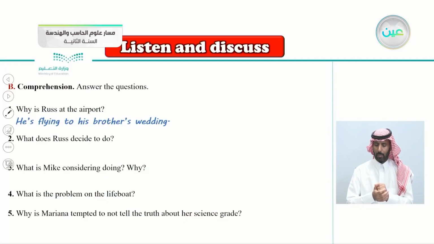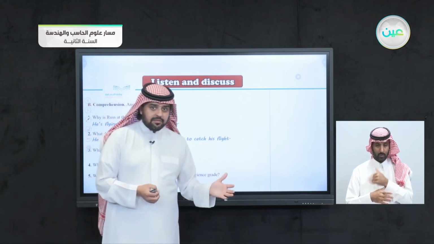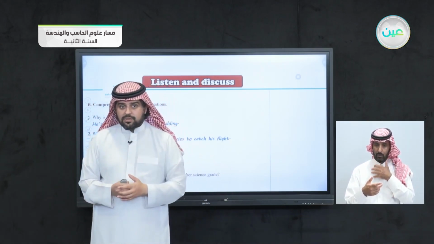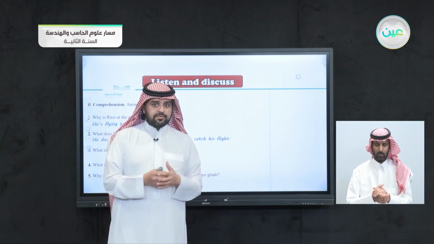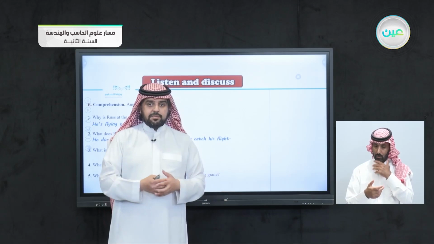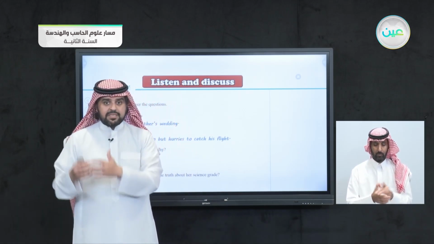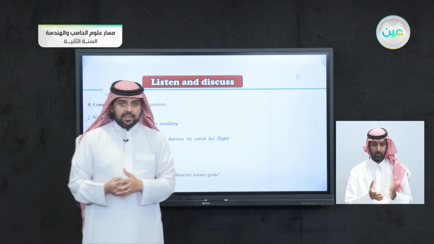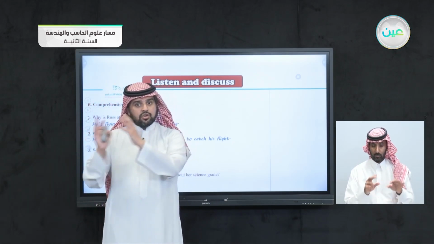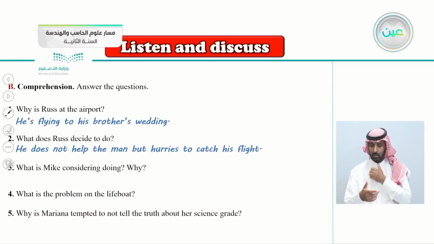So let's see the correct answer here together. He does not help the man, but hurries to catch his flight. So he didn't help the man. He ignored him and rushed to the plane. Of course, it's not up to him. He didn't want to not help the old man. He wanted to help him, but he knew that he might miss his flight, missing his brother's wedding, and that's why he chose to go to the plane instead of helping the old man.